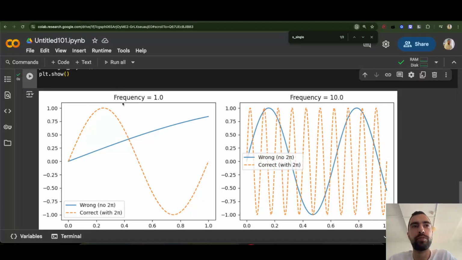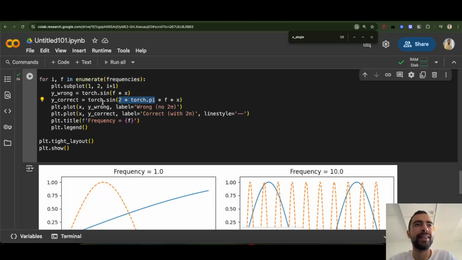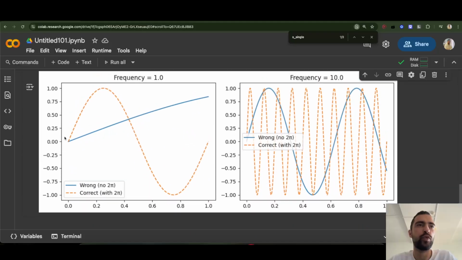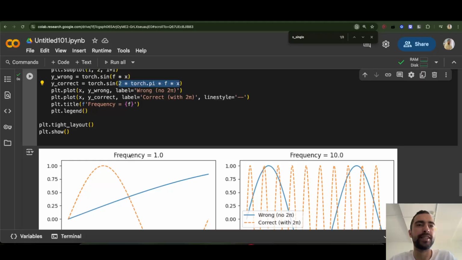So maybe this should not be called frequency. This should maybe be called number of cycles. So you see, it just says between 0 and 1 there is one cycle. But we need to generate that one cycle, that sine wave with one cycle, by multiplying the number of cycles with 2 pi. So when we multiply it with 2 pi, and then we take sine of that tensor, that's when we get this. But if we just take sine of this number of cycles, that doesn't mean anything. It's not correct.